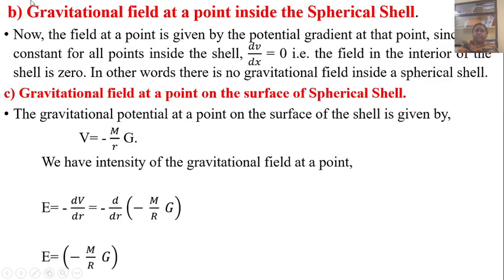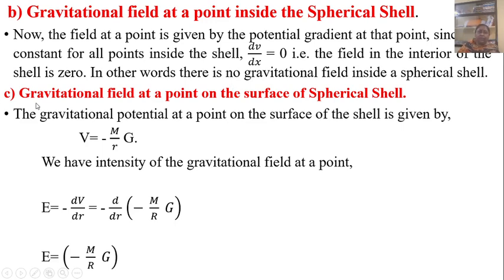Now gravitational field at a point inside the spherical shell. The field at a point is given by the potential gradient at that point, and since V is constant for all points inside the shell, therefore dV by dx equal to 0, and that is the field in the interior of the shell is 0. In other words, there is no gravitational field inside the spherical shell.